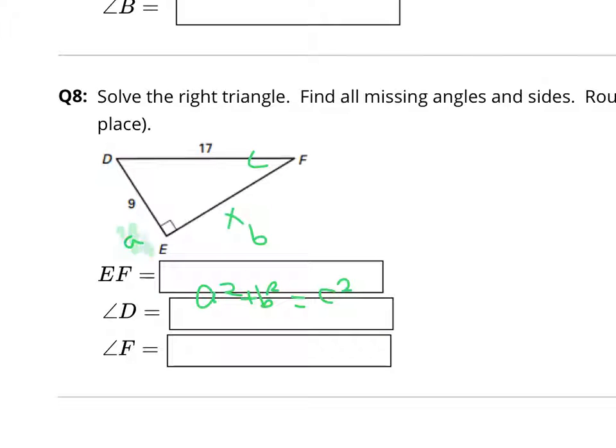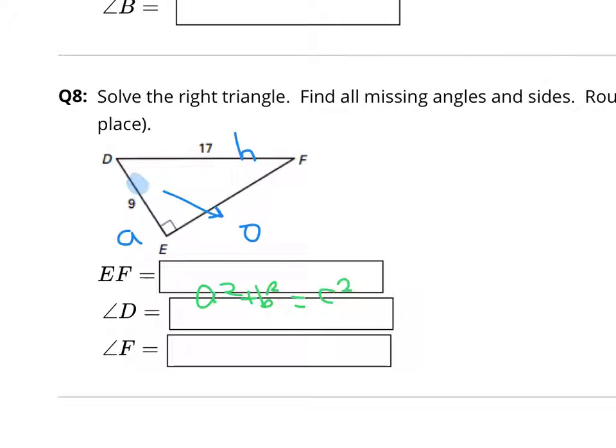I'm going to erase these real, whoops. I'm going to try to erase it. There we go. I'm going to erase these so we can see our trig functions a little bit better. So we're going to do D. So this would be the opposite, which we know nothing about the opposite side. This would be the adjacent. This would be your hypotenuse.